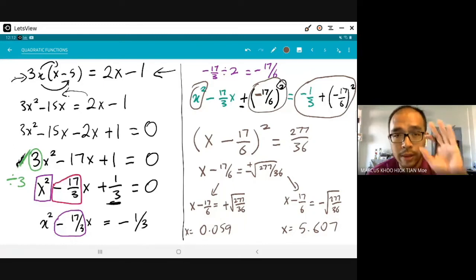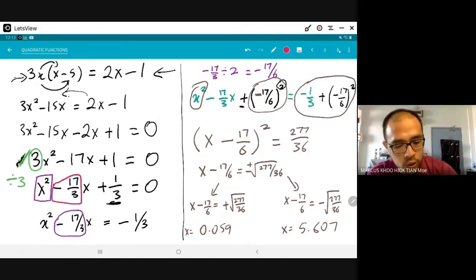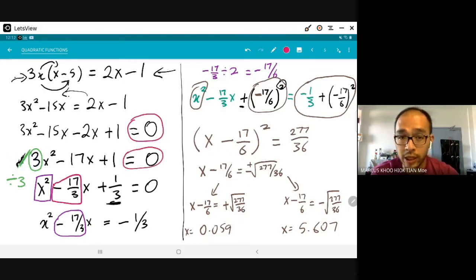Okay, so let me recap, saya ulang kaji balik lah, just to refresh. Number one syarat is, make sure your quadratic equation adalah sama dengan kosong. Okay, pastikan dia dalam bentuk quadratic equation. Secondly, make sure that the x squared, the number is only number 1 di depan. Okay, if there's another number, you divide the whole equation by the next number.